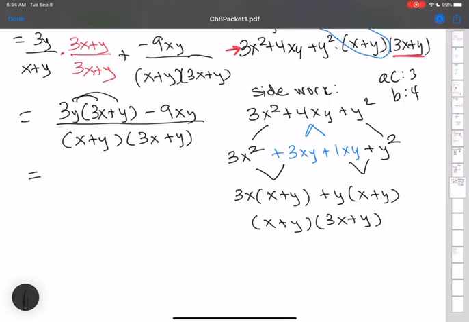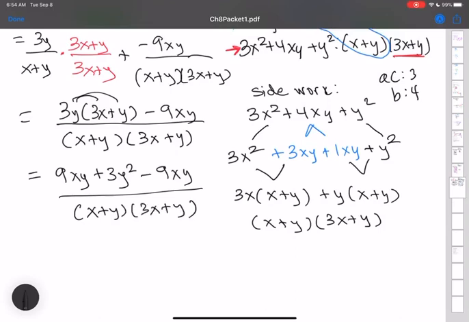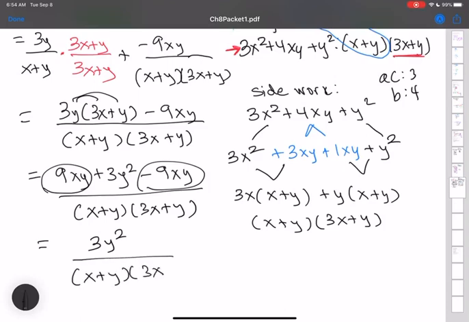So 3y times 3x, we're going to get a 9xy plus a 3y squared minus a 9xy all over that denominator. Combine like terms, I have a 9xy minus a 9xy, leaving me with just 3y squared on the top. And there's nothing that I can cancel out, so that is our final answer.